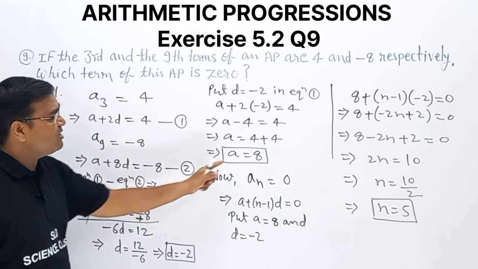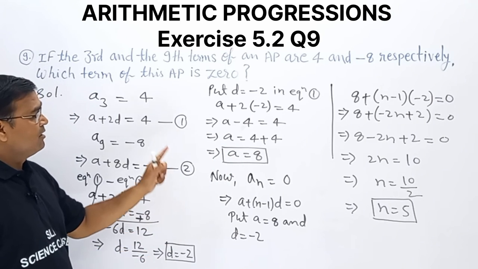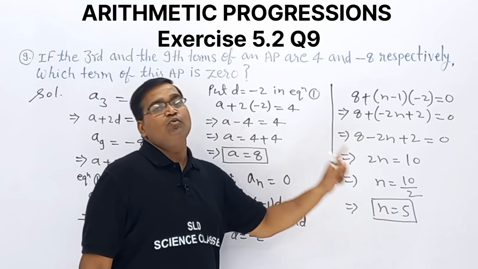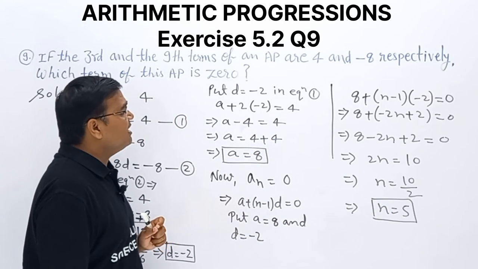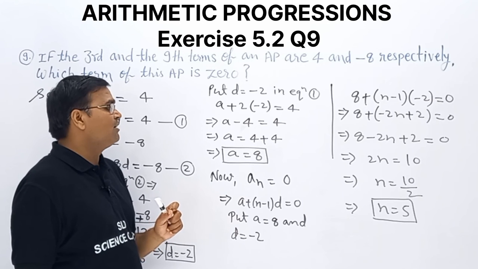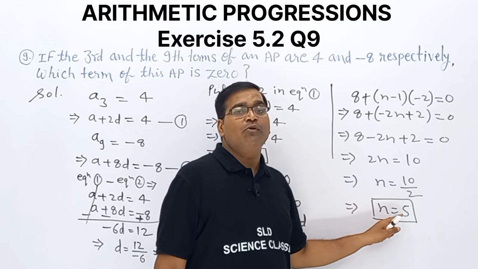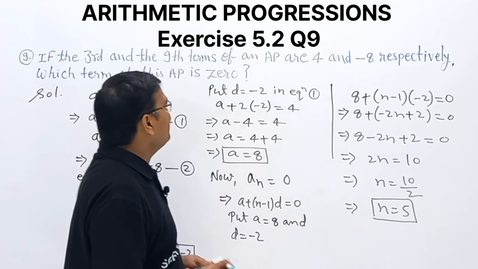The first term is 8. Common difference is -2, and the fifth term of this AP is 0. Fifth term. Clear? So n equal to 5. We are having 5 terms in the AP. Clear? And the fifth term of that AP is 0.